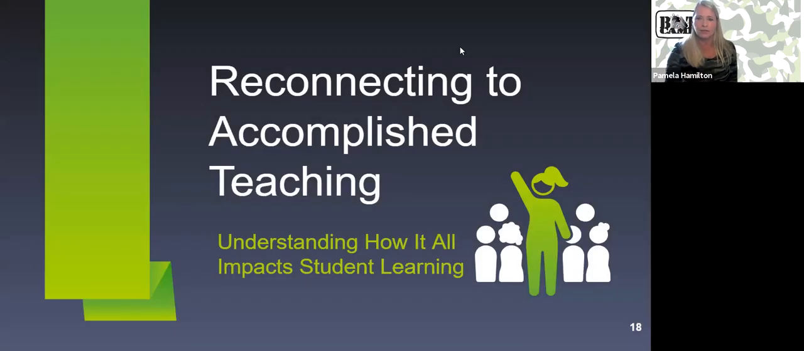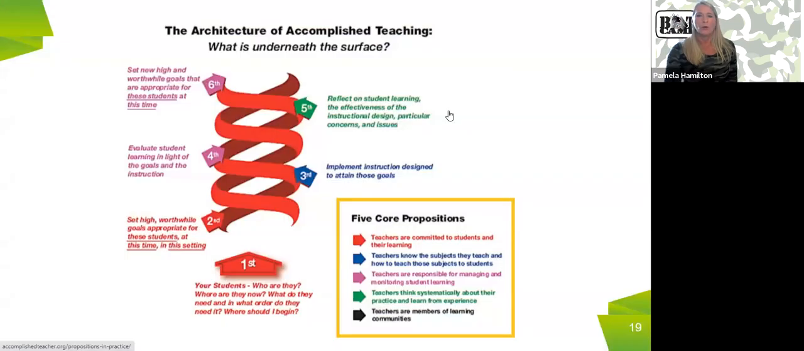So, reconnecting with accomplished teaching. Okay, so remember when you went through your initial certification, here's your architecture of accomplished teaching. And you always start down here with getting to know your students. And remember that in the 5 core propositions, teachers are committed to students and their learning. So right now, before you even begin, when you're thinking about going back to school, accomplished teachers are thinking about ways to dig into who students are in order to figure out what they need and how you can get them to move through the growth process with you.